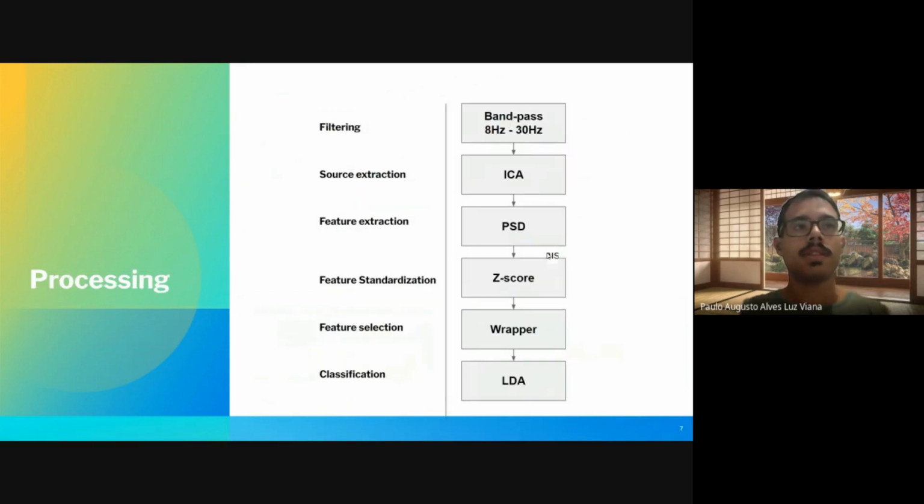In both datasets, data was bandpass filtered and sources were extracted using different ICA algorithms. Power spectral densities were extracted to be used as feature vectors. Features were selected using the forward wrapper strategy and scaled to have a mean of 0 and standard deviation of 1. To classify the feature vector between left or right hand imagery, we used linear discriminant analysis.